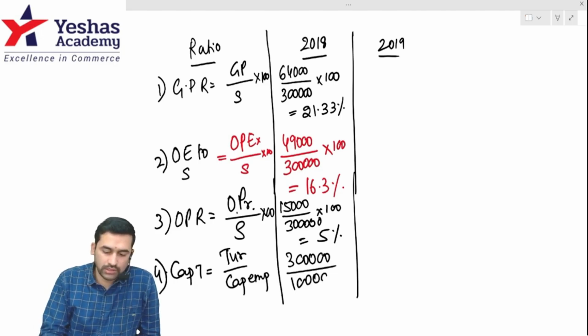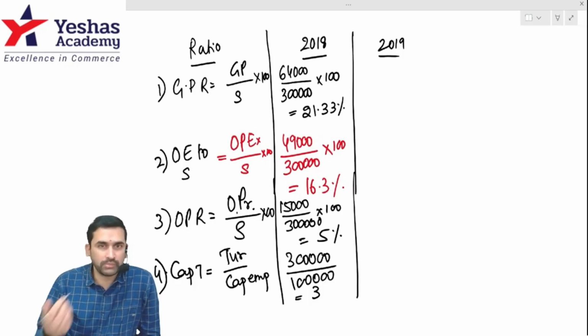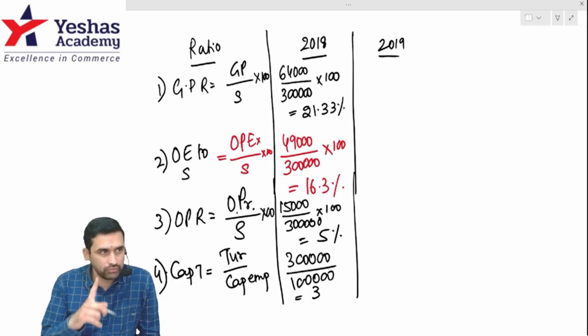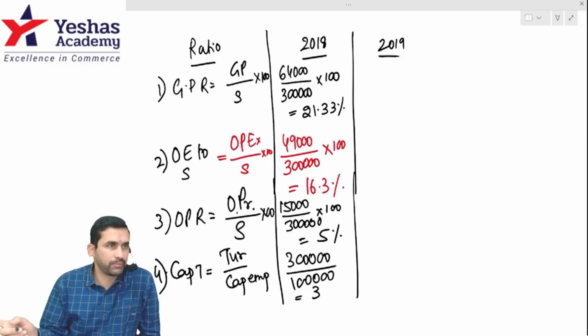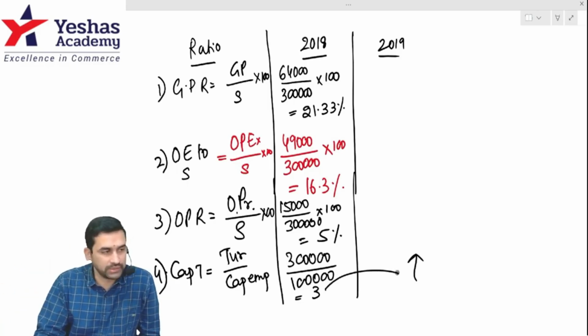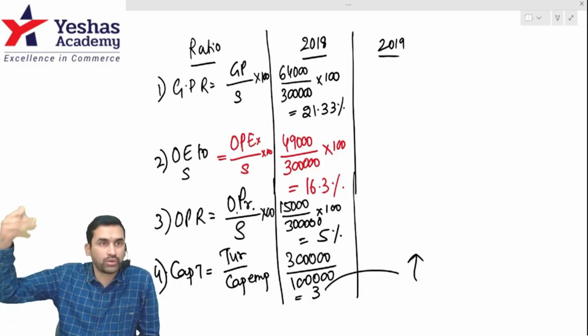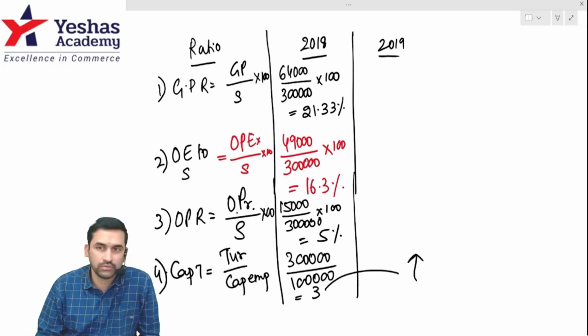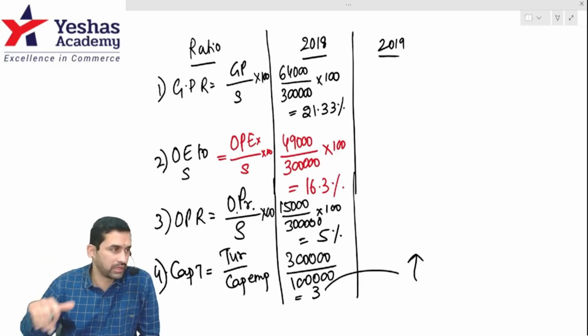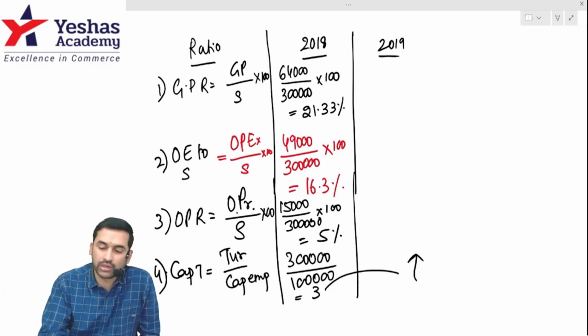So now see on screen, 3 lakh by 1 lakh, you'll get 3 times. Interpret what is the meaning of 3 times: from 1 rupee of capital employed we are generating 3 rupee turnover. If this goes up next time, is it a good sign? So using our capital base, we are making more turnover. This reasoning you have to write, whether something is good or bad. Okay. What next?